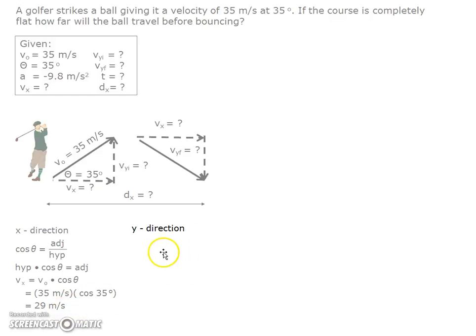Next, to calculate the Vy initial in the y direction, we can use sine. Here's the equation, and we plug in the numbers. This will give us 2.0 times 10 meters per second.